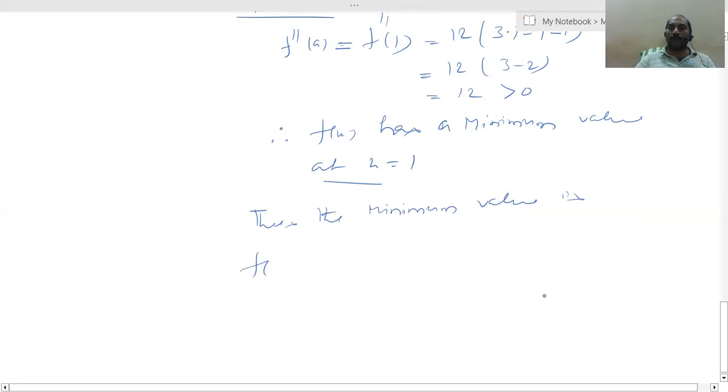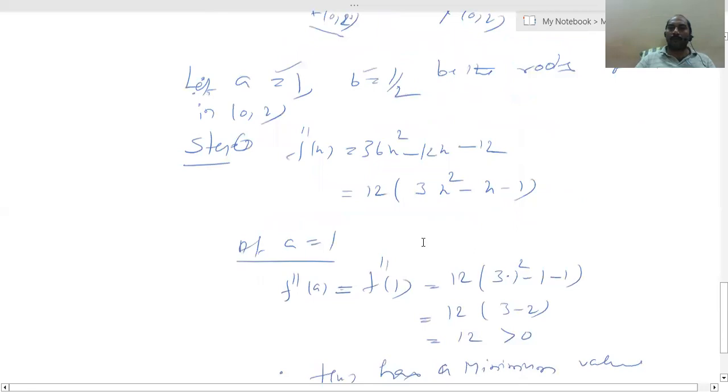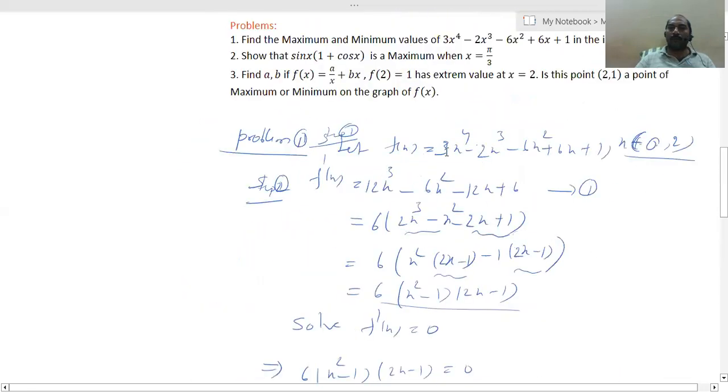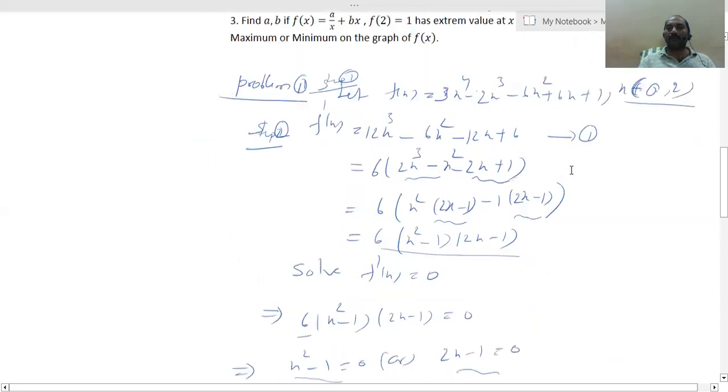put x equal to 1 in f of x, f of 1. In f of x, we put x equal to 1 because we are testing at x equal to 1: 3 into 1 power 4 minus 2 minus 6 plus 6 plus 1.